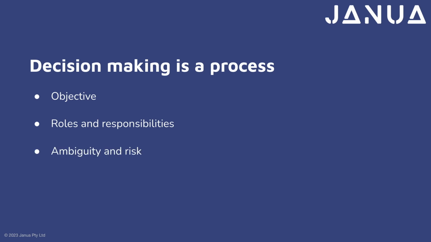Risk mitigation is an important part of decision-making, and to do this you need to reduce ambiguity, gather relevant data, and do appropriate analysis. And once the decision is made, it needs to be clearly communicated to the right audience. They need to understand what decision was made and why.